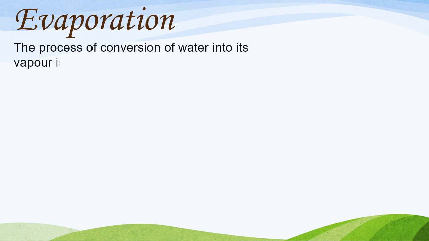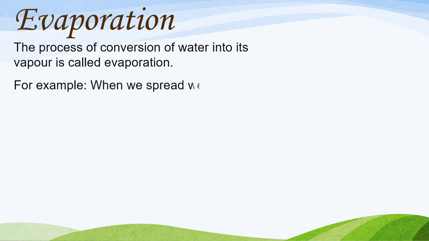Evaporation. The process of conversion of water into its vapor is called evaporation. Evaporation is a very easy method of separation. In previous classes also you studied about evaporation. If we boil water, then after some time we can see some vapor coming up. So this is a process of evaporation.